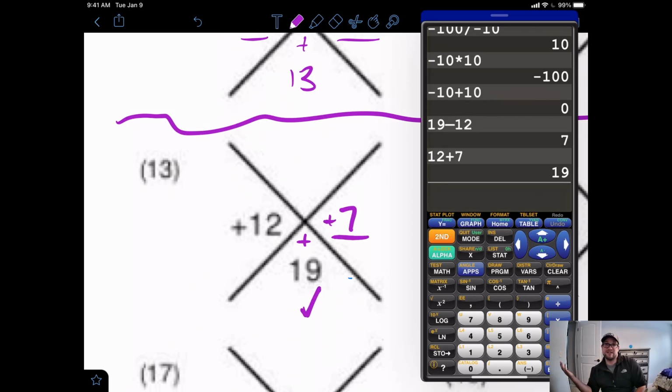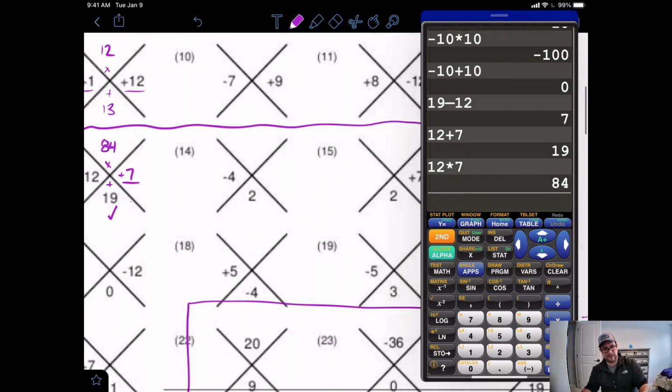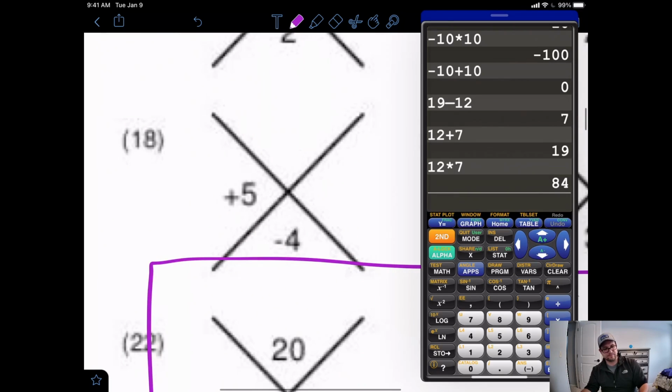Now, once you have the side number, you just need to figure out the top. And to figure out the top, we always multiply. So 12 times 7 is going to give us 84. Let's do another one. How about number 18?